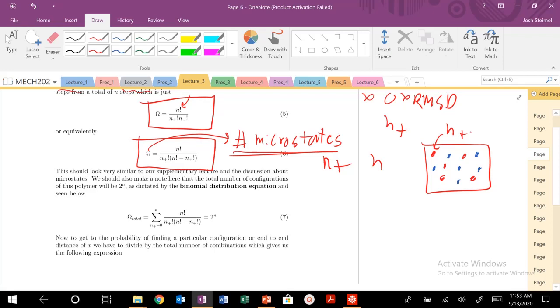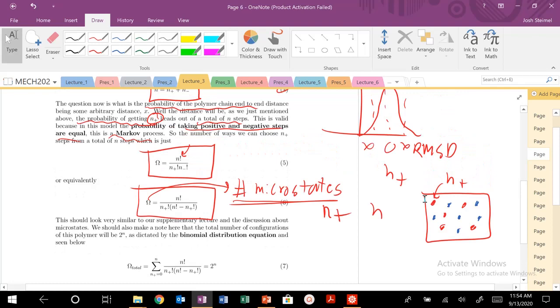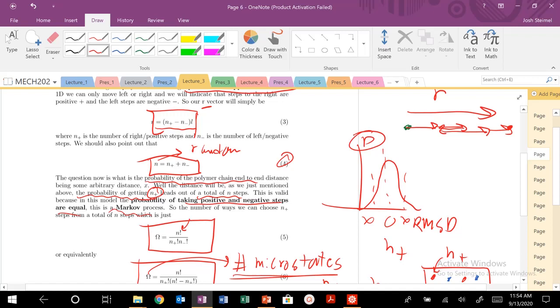So that's what we're going to be working with here, our expression going forward. But again, we're trying to obtain an expression for probability. We want to be able to plot a histogram. What's the probability of measuring some root mean squared end-to-end distance as a function of x, n, and l?